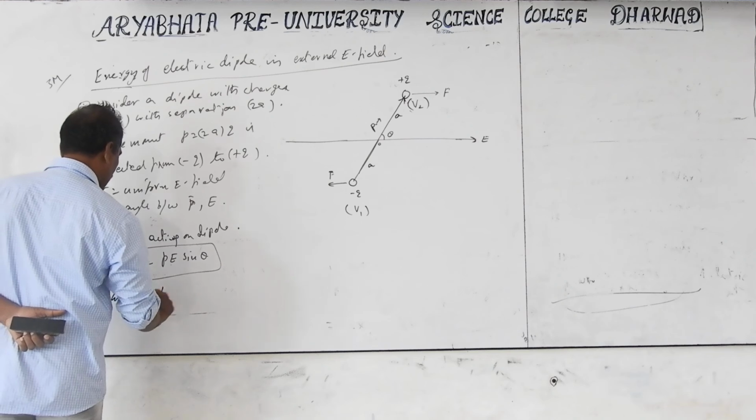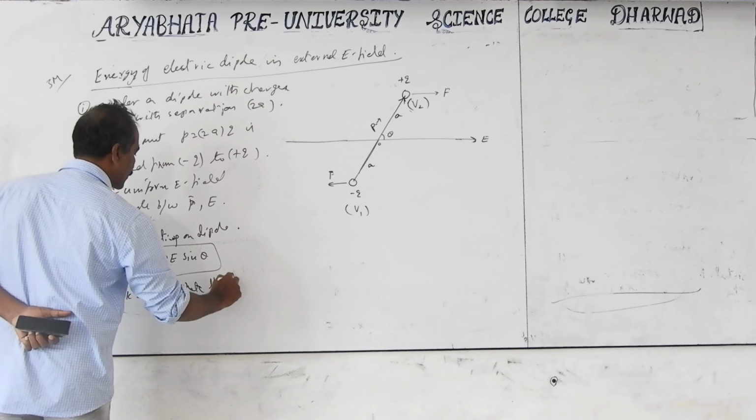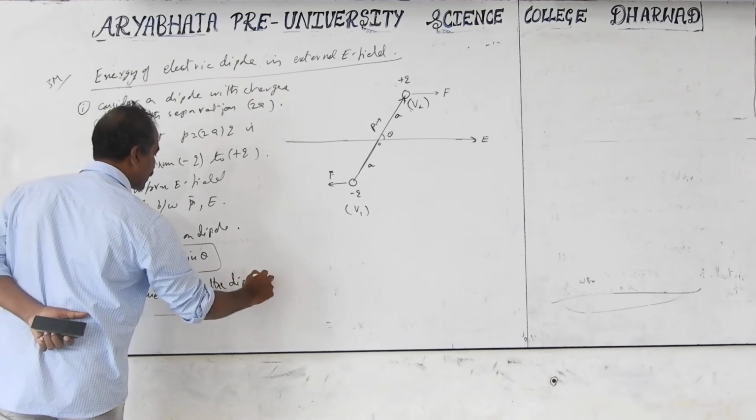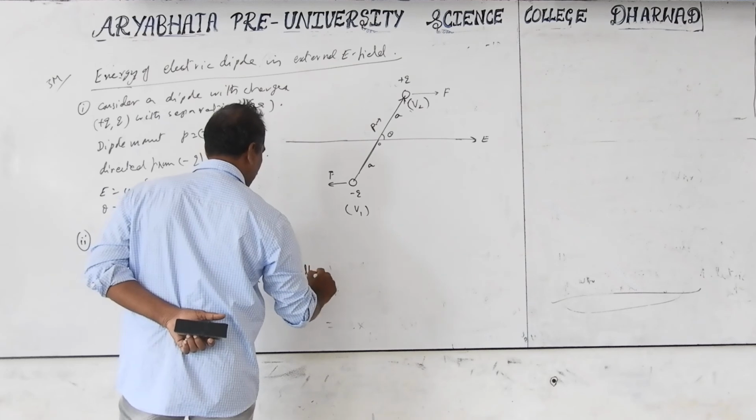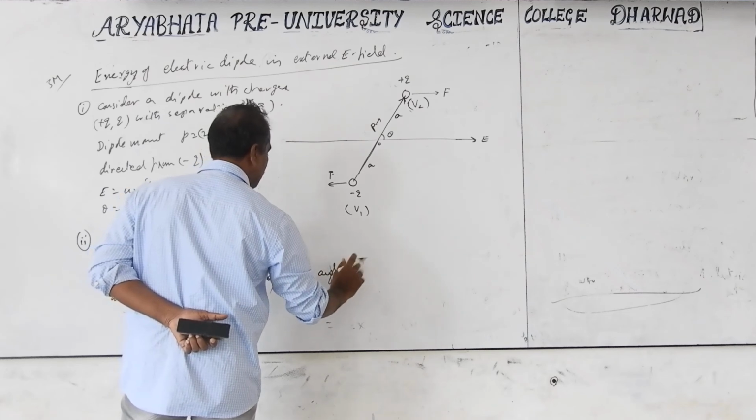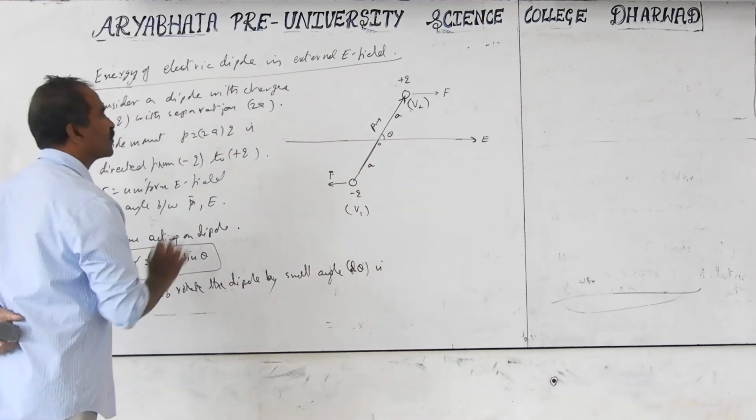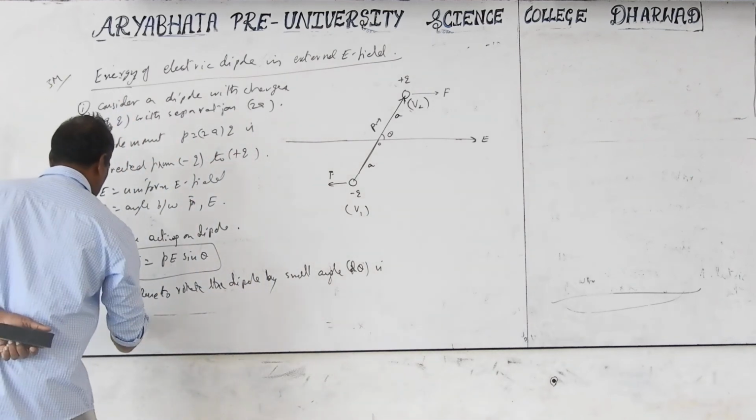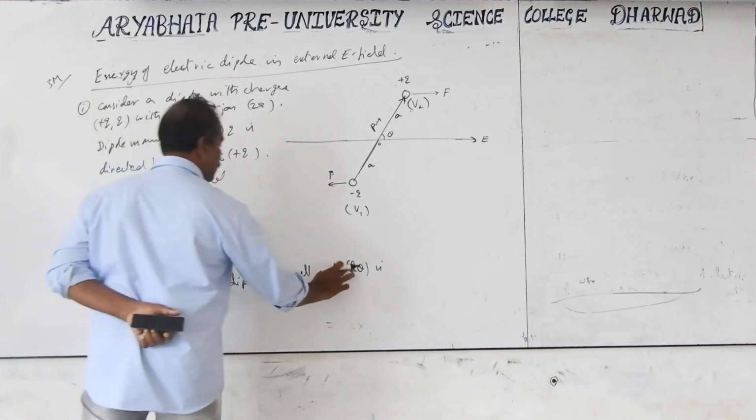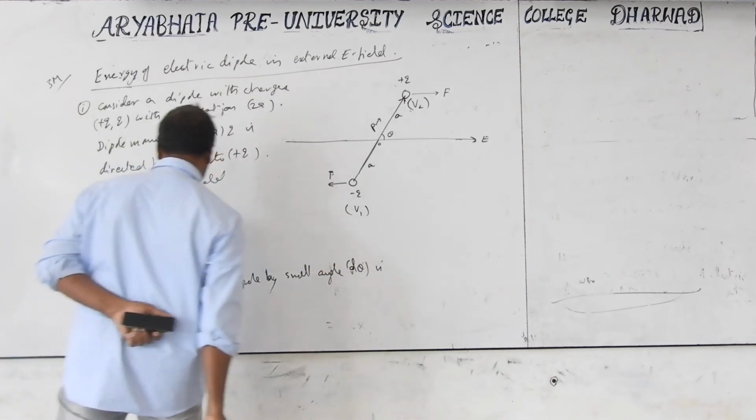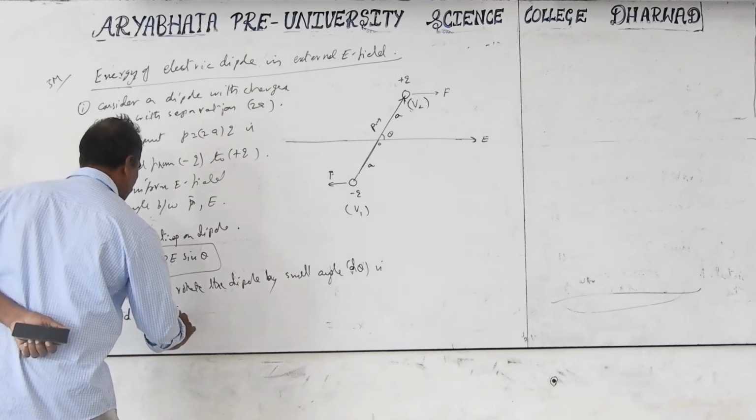What work is done to rotate the dipole by a small angle d theta, where the total angle is theta? The small work is dW, in differential form. Otherwise we can take delta theta and delta W, but I am taking the differential form because I am going for integration. dW equals force times displacement, which means tau times the displacement in theta.